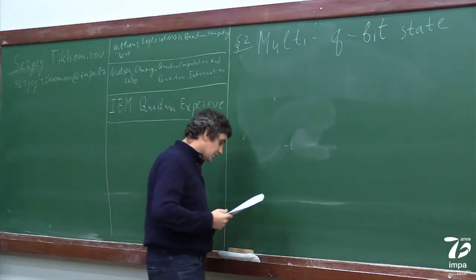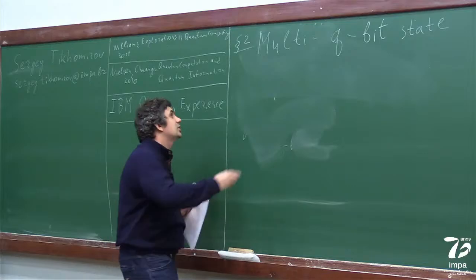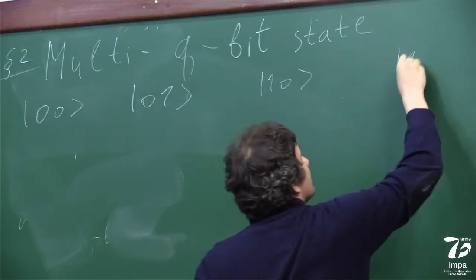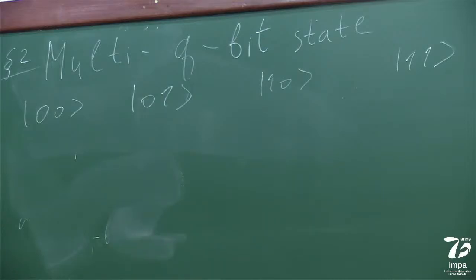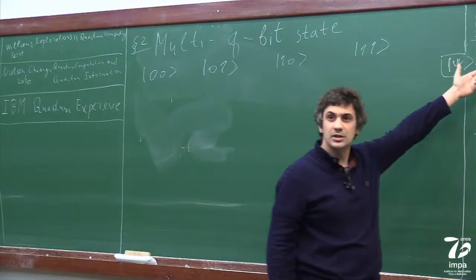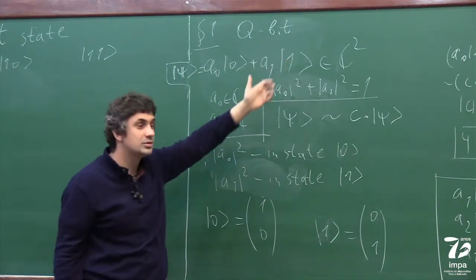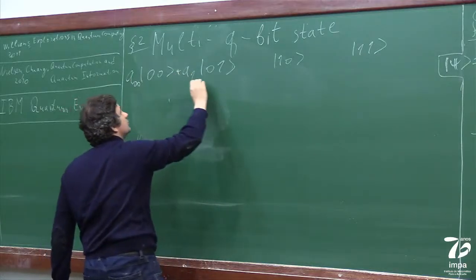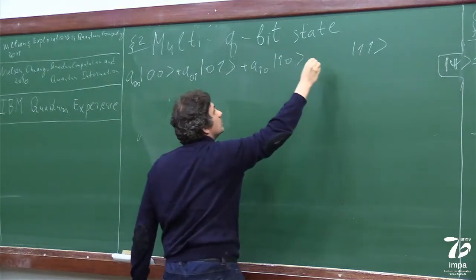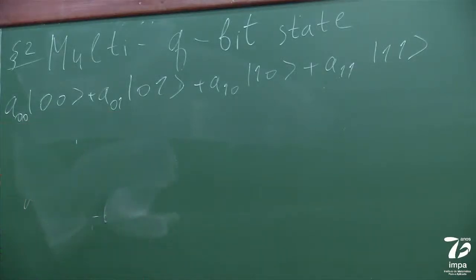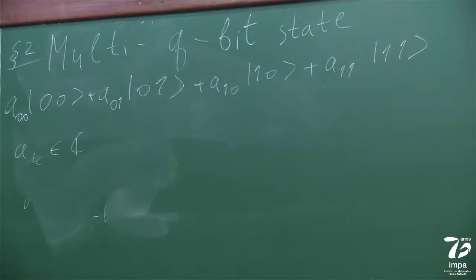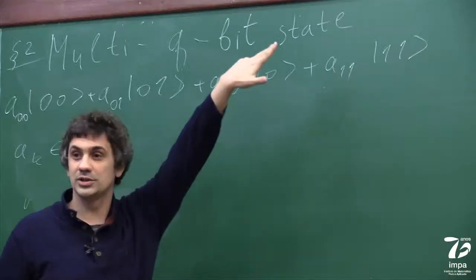Okay, assume that we have 2 qubits. If we have 2 bits, there are 4 possible states of 2 bits: 0 0, 0 1, 1 0, 1 1. And same as we did here, we just put some coefficients in front. So we will do the same here: A00, A01, A10, A11. And same as with 1 qubit, they are elements of complex space. So if our computer consists of 2 qubits, then its state is determined by 4 complex numbers.